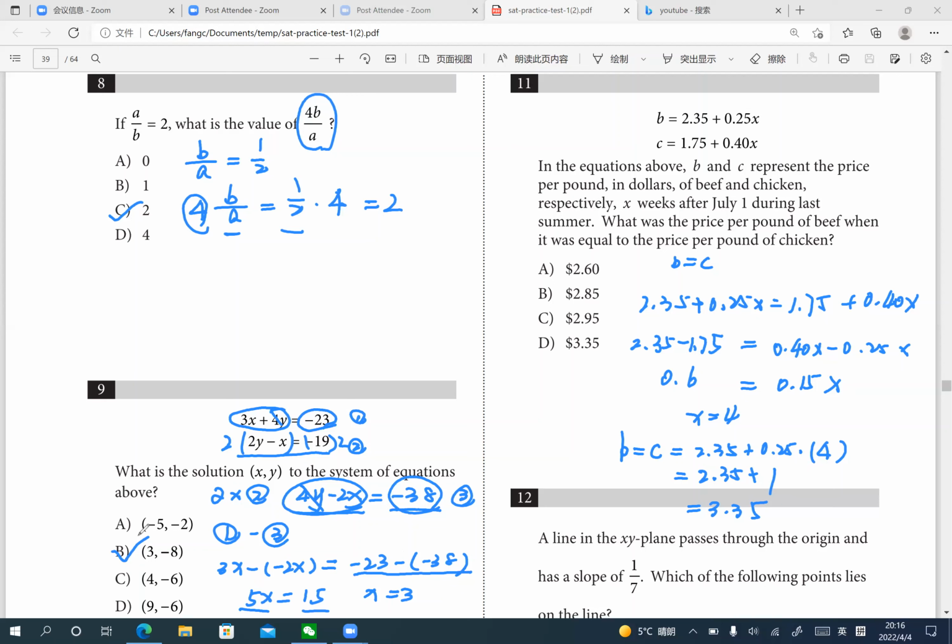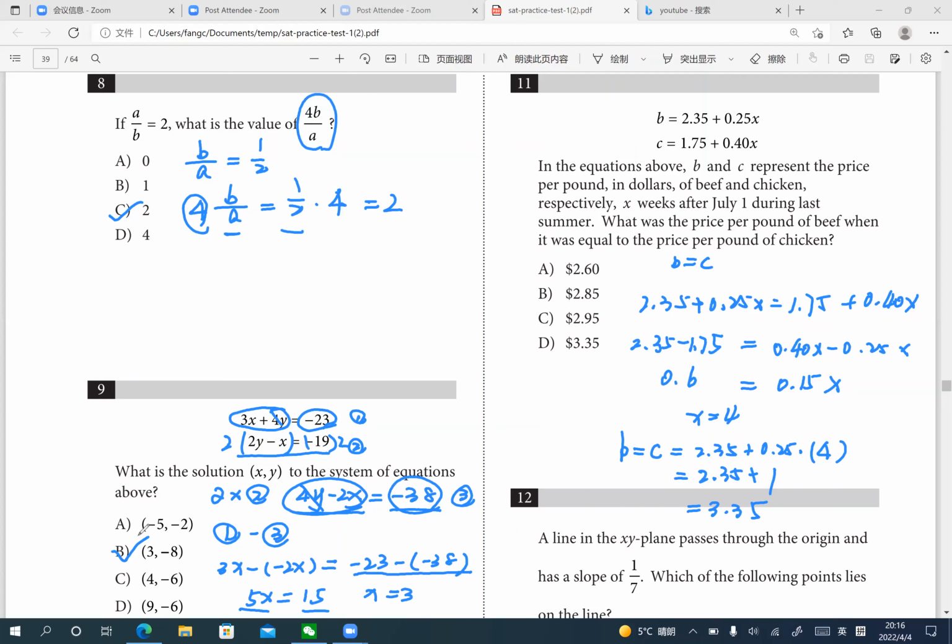Question 10. B equals 2.35 plus 0.25x. C equals 1.75 plus 0.40x. In the equations above, B and C represent the price per pound in dollars of beef and chicken, respectively, x weeks after July 1 during last summer. What was the price per pound of beef when it was equal to the price per pound of chicken?